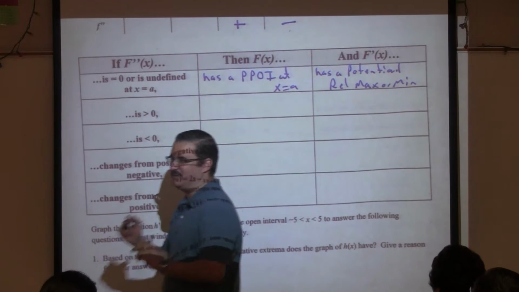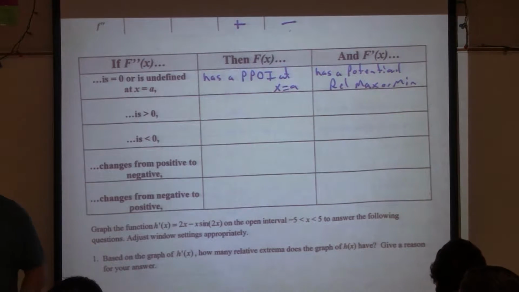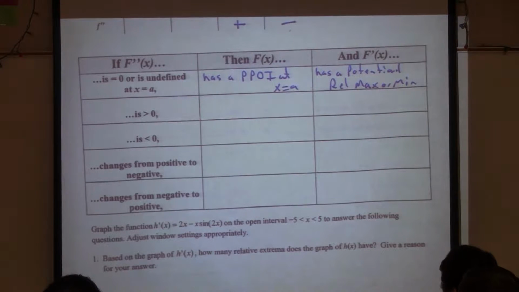So how do I find potential maxes and mins? Find critical numbers. How do I find critical numbers? Set the first derivative equal to 0 or find out where it's undefined, right? That'll give me my critical numbers, which are my potential relative max or mins, right?